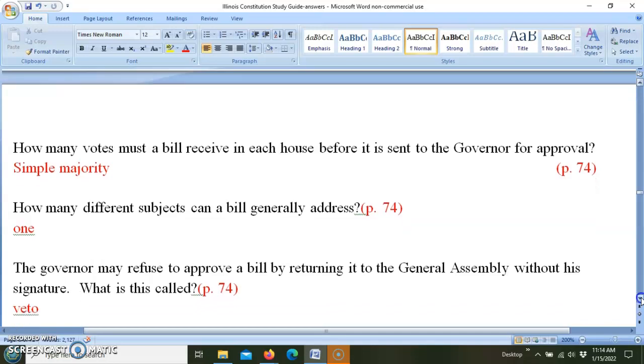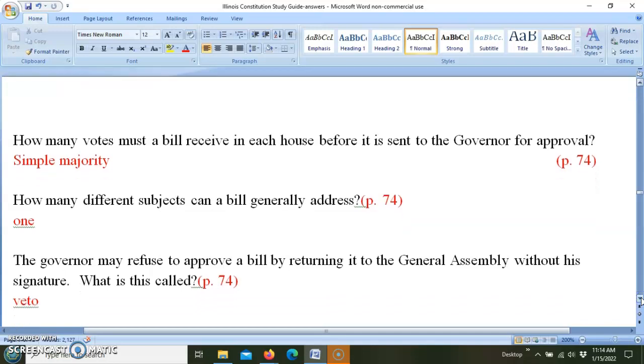Next question. The governor may refuse to approve a bill by returning it to the General Assembly without his signature. What is this called? And that is called a veto. When the governor does not want to approve a bill for law, then he simply refuses to sign that bill and he returns it to the General Assembly. Actually, he'll return it to the chamber of the General Assembly where the bill originated.